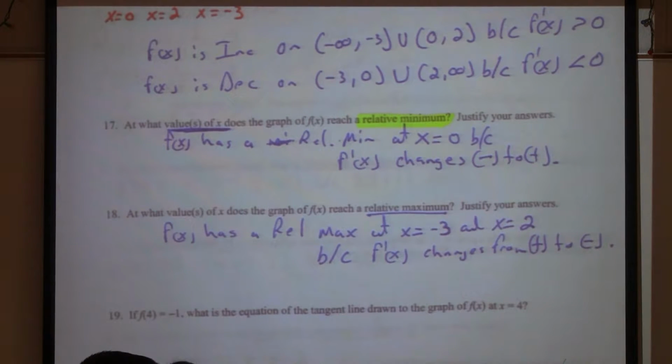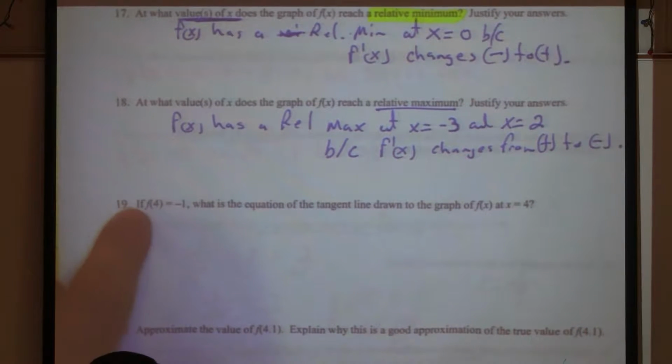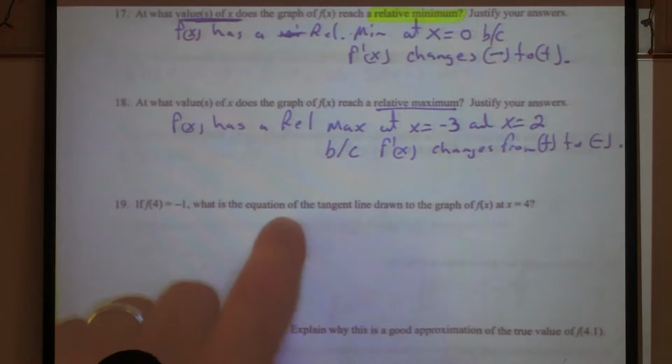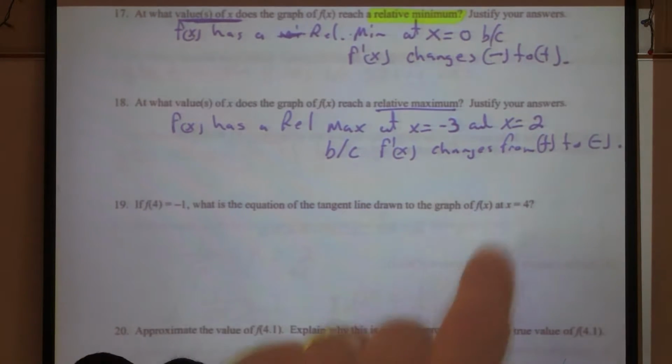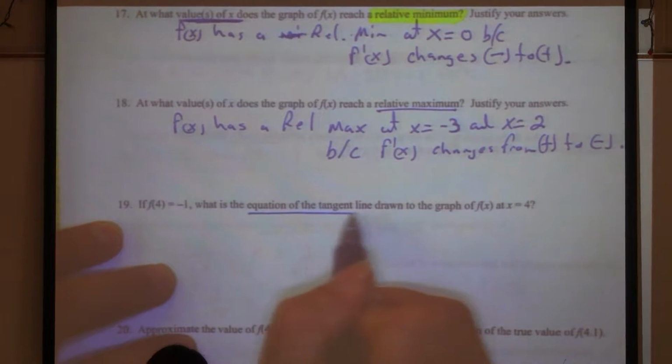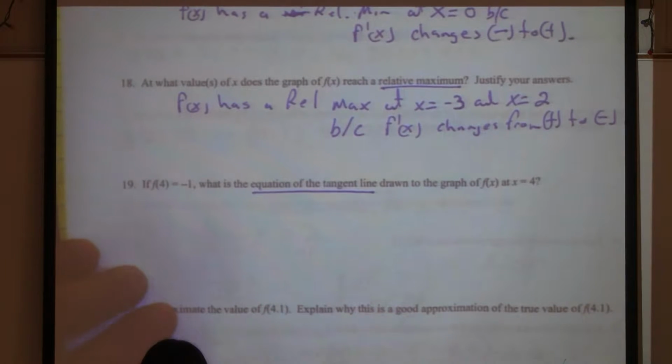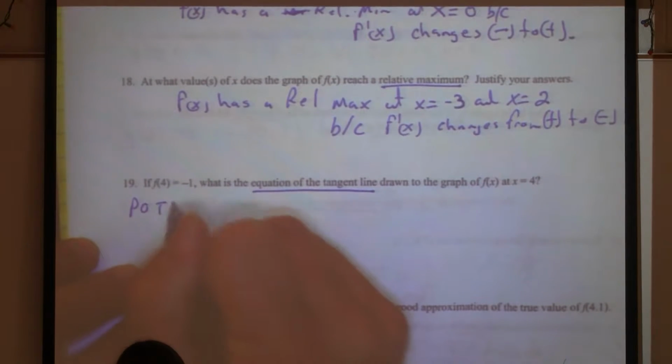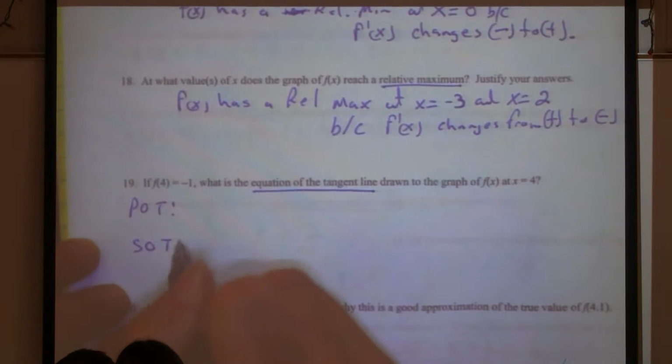Alright, let's look at 19. It says if f of 4 is equal to negative 1. f of 4, that means a number in the original function, right? What is the equation of the tangent line to the graph of f at 4? What do they want us to find here? What are the two things I need for that? Point of tangency and the slope of the tangent.